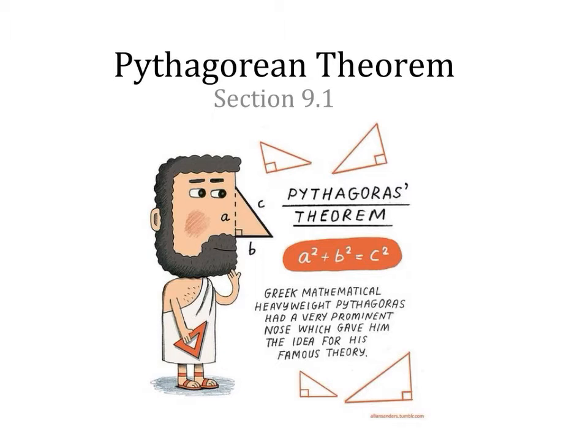All right, Unit 9 is where we will start talking more about right triangles and trigonometry. But we'll start off with the Pythagorean theorem, section 9.1.